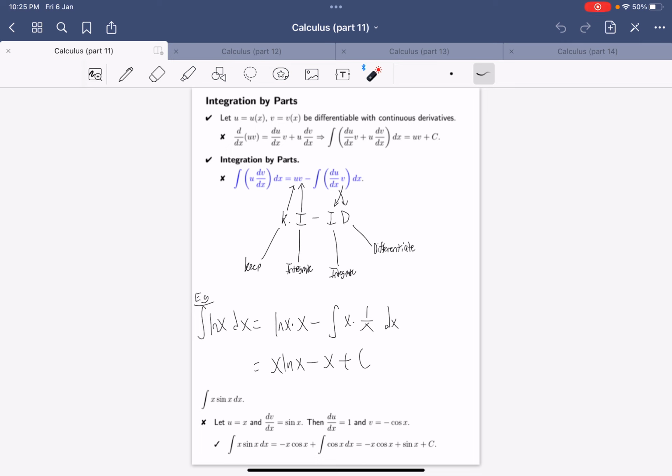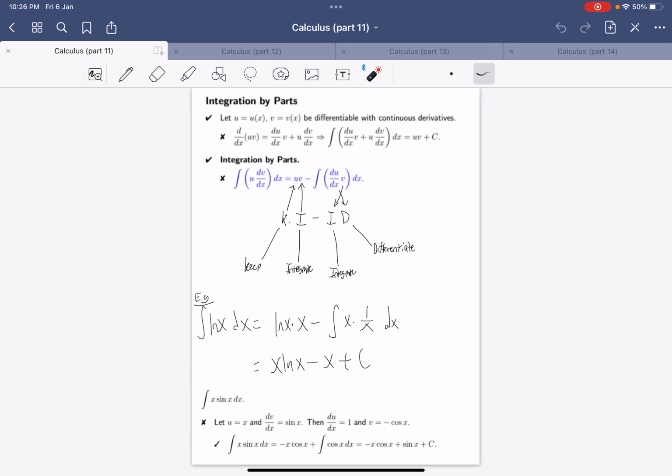So for example, we want to integrate ln x. Well, we don't know how to integrate ln x, or else we would have already done so. So what we do is we keep ln x and integrate 1, because it's multiplied with 1. So it's keep, integrate 1 becomes x, minus the integral of x times the differential of ln x, which is 1 over x. This part becomes 1 and you can integrate that easily to be minus x. And hence, the integral of ln x is x ln x minus x plus c.